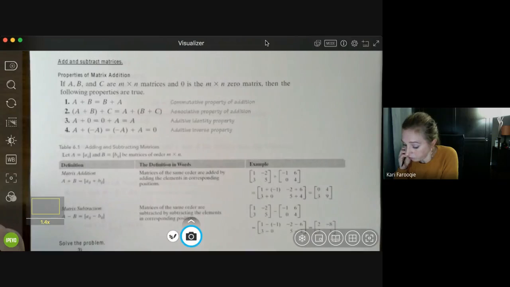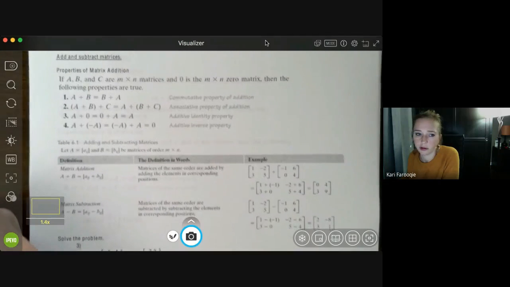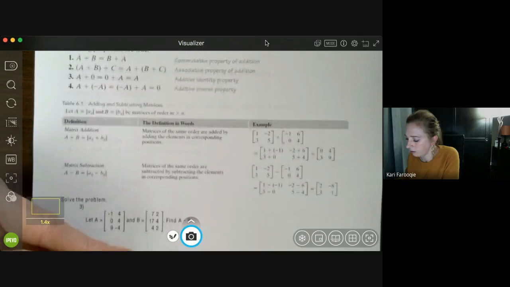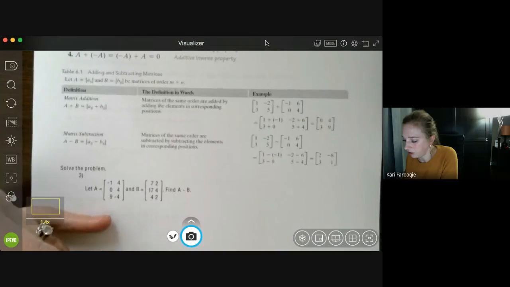So that's good. You still have those definitions that are true, and you're pretty used to seeing them at this point.